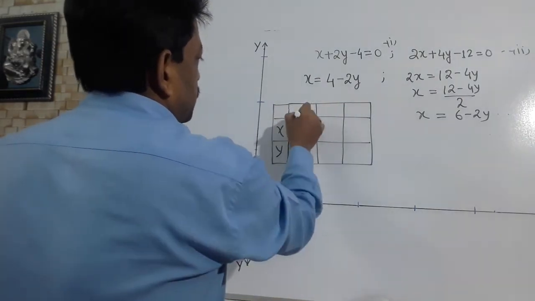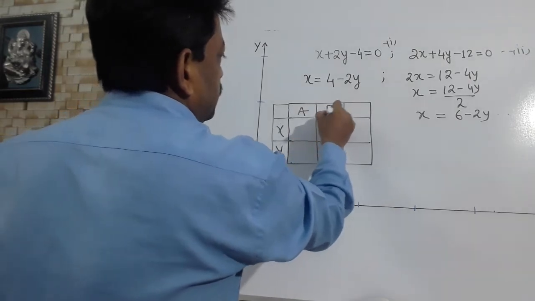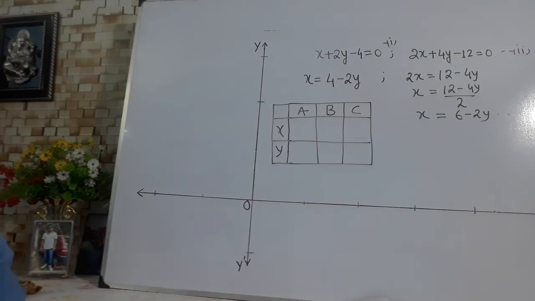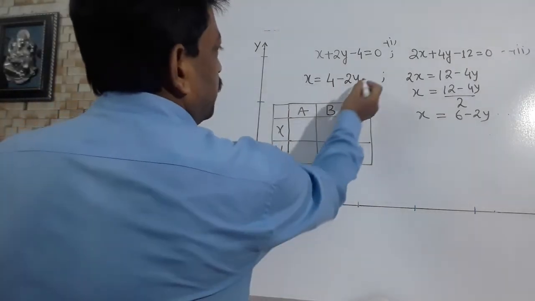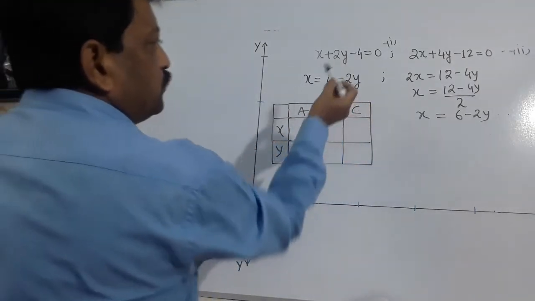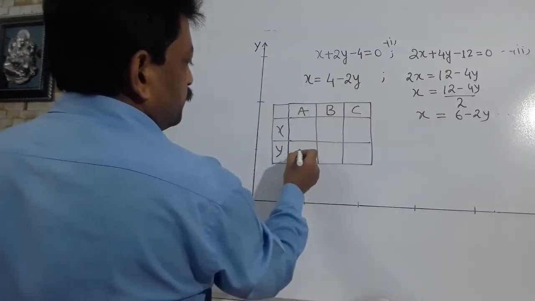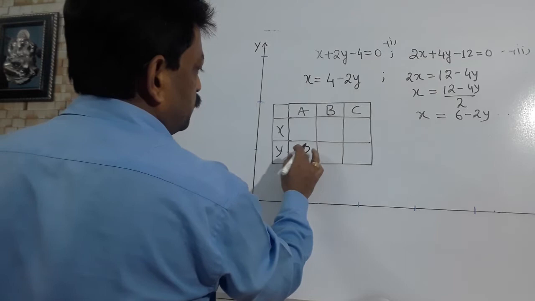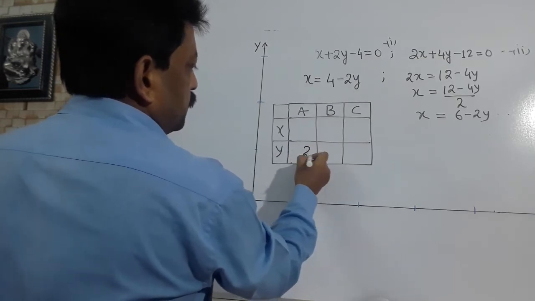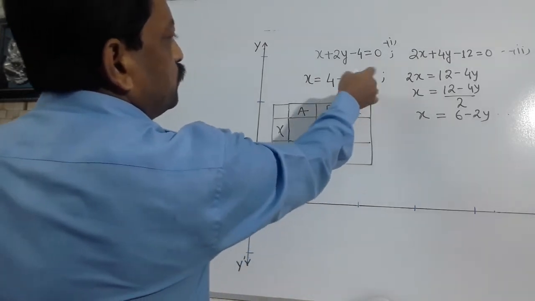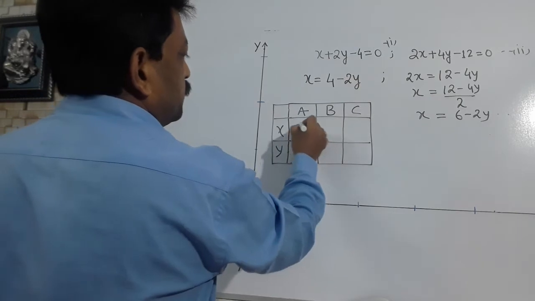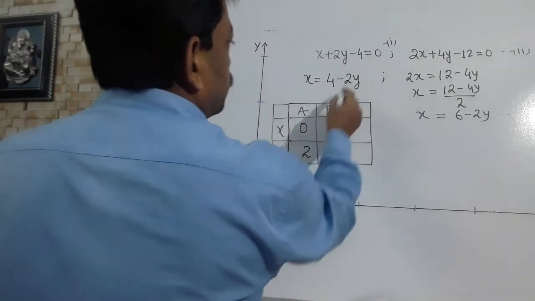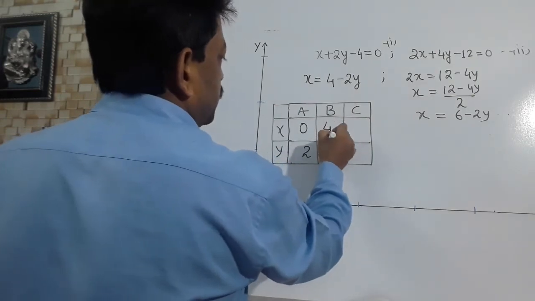X, Y. The points are represented by A, B and C. So here if I choose y equals 2, then 4 minus 2 twos are 4, 4 minus 4 it will be 0. If I take y equal to 0, then x will be 4 minus 0, that is 4.